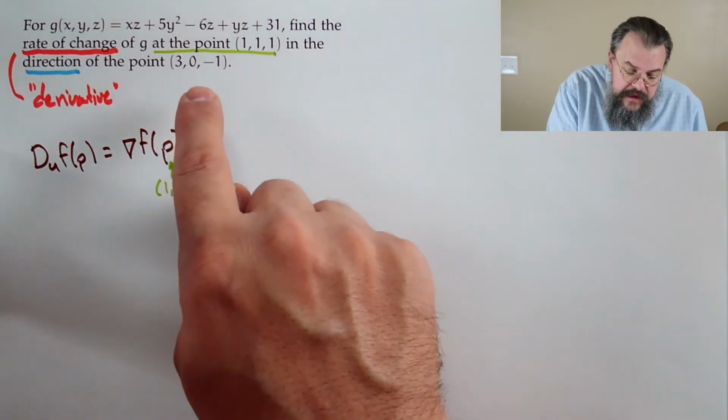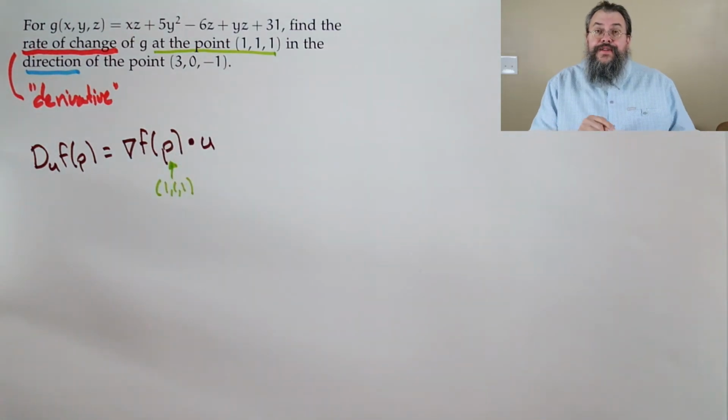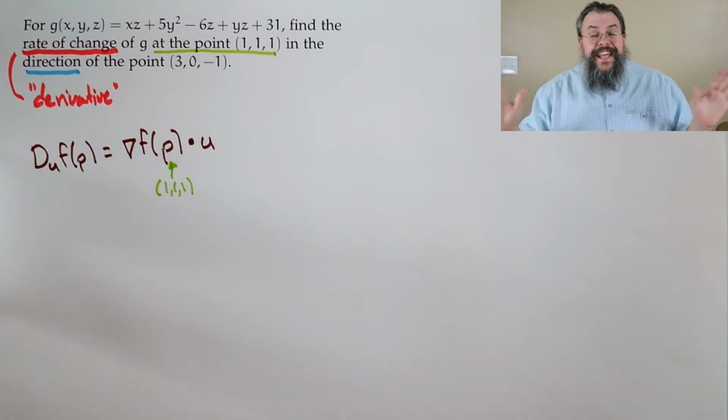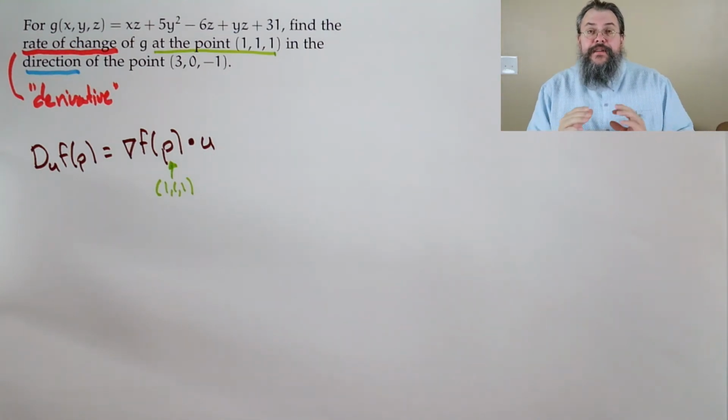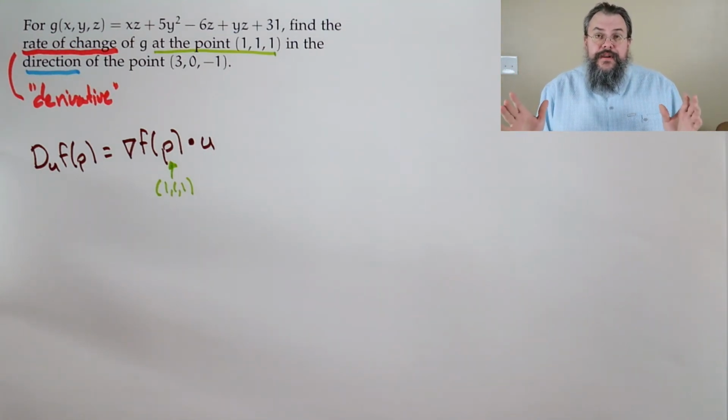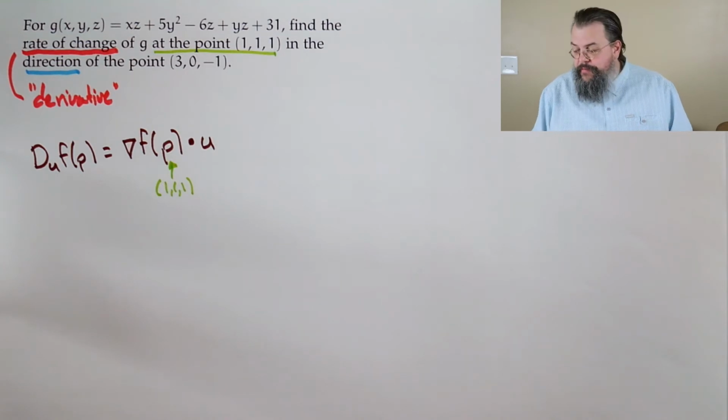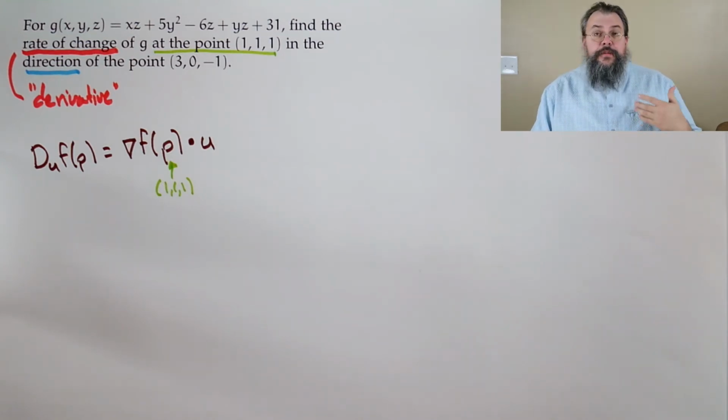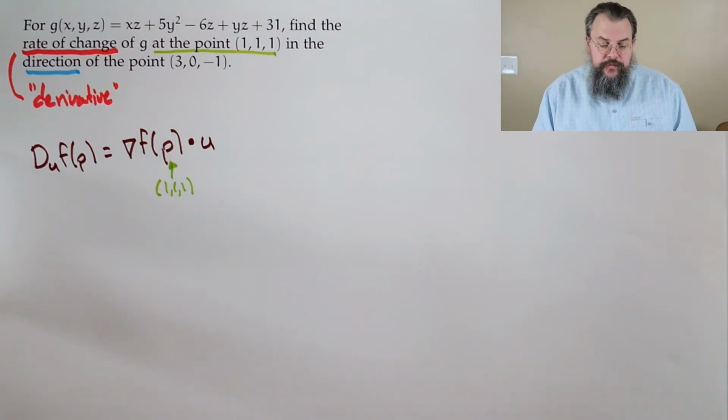Now, is that u? The answer is no. It can't be u. I mean, the easiest reason it can't be u is u stands for unit vector. And this is definitely not a vector. It's a point. So, what is it? Well, it's information that helps us find u.